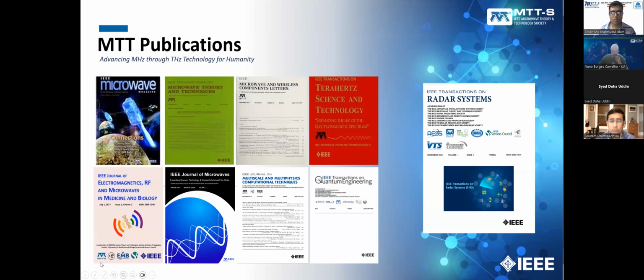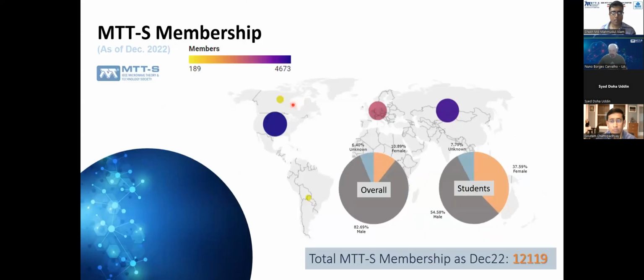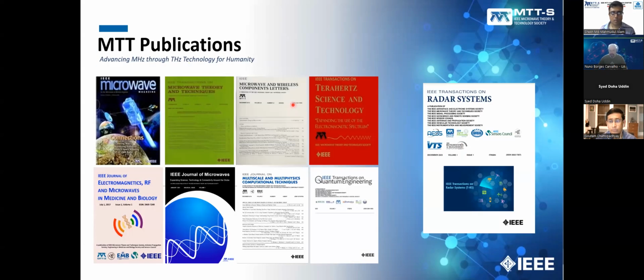And we have our letters. The Microwave and Wireless Component Letters, this year we changed the name. So this year it's called Microwave and Wireless Technology Letters. It's the same type of journal, which means that you need to submit a 3 to 4 page paper, but it's a different name because we want to accommodate the technology aspect in our letters.